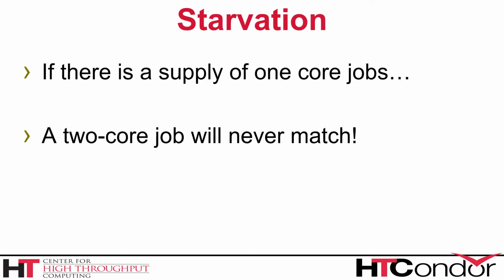HTCondor's usual user priority scheme does not help us in this case, because the user priority of the owner of the running single-core jobs will continue to get worse and worse, and the owner of the 2-core job should at some time have a better priority. However, HTCondor only takes user priority into account for jobs that match slots. And because the 2-core job will never match a 2-core slot, the user priority will not help us. So this is still a problem.